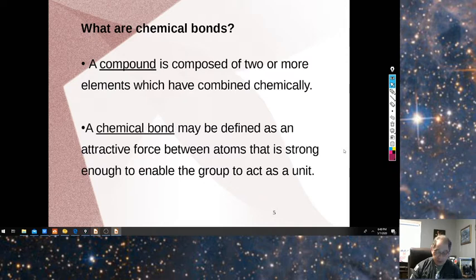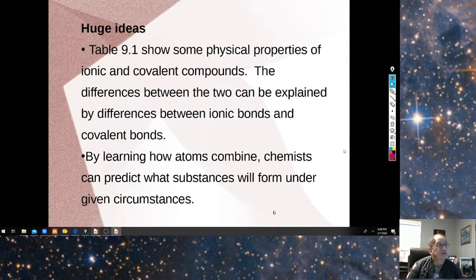And then chemical bond. What is a chemical bond? Now remember that you can pause me at any time if you need to highlight your work. And then table 9 is to show some physical part. Okay, here's what we're going to do on table 9. This is the important thing down there at the bottom. By learning how atoms combine, chemists can predict what substances will form under given circumstances. That's why we do all this.